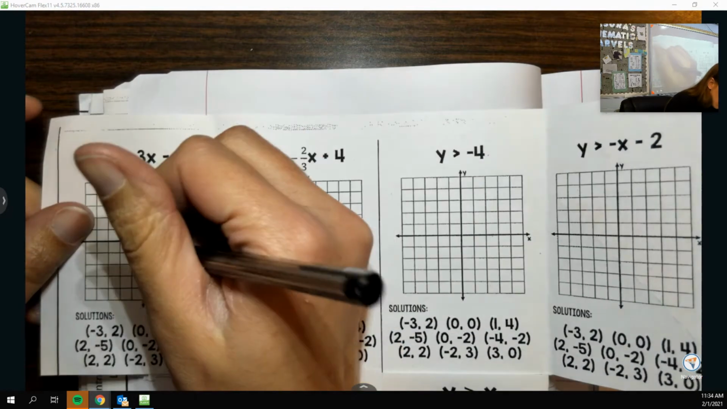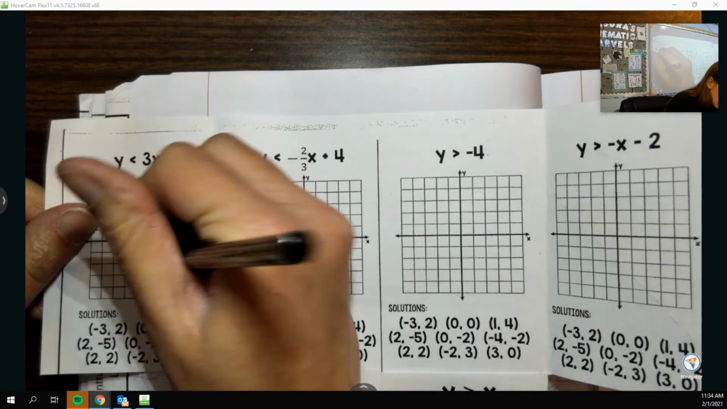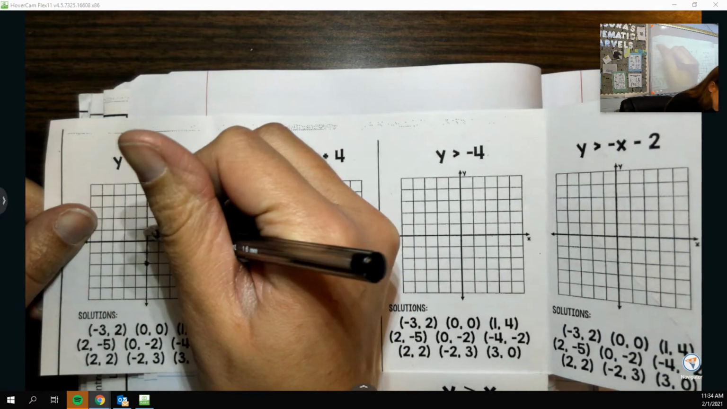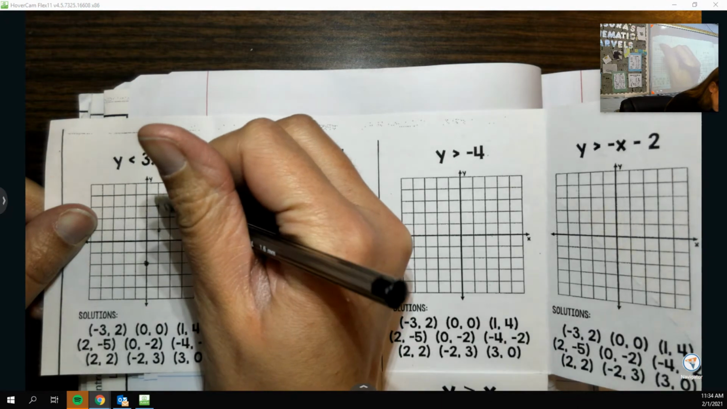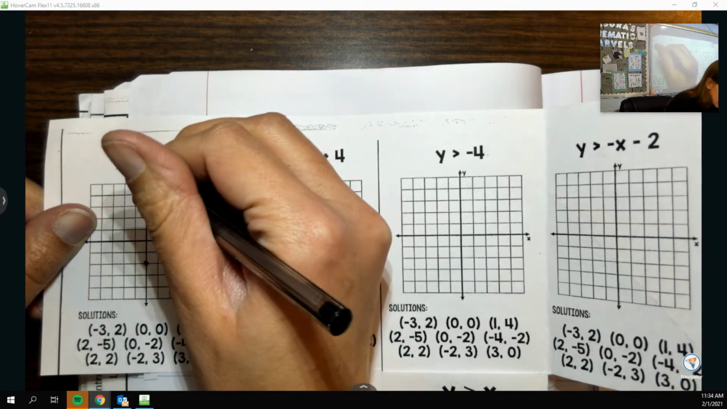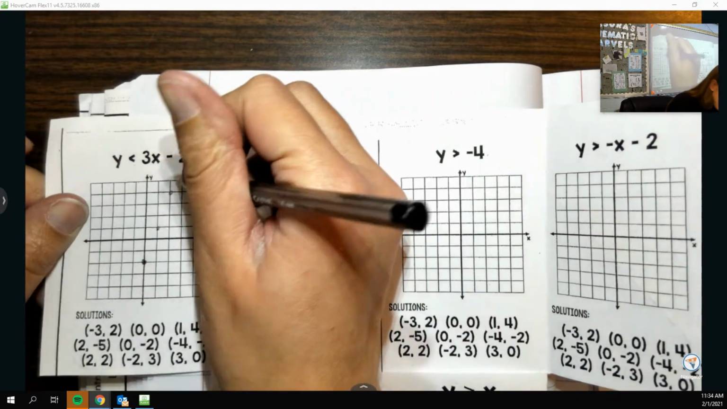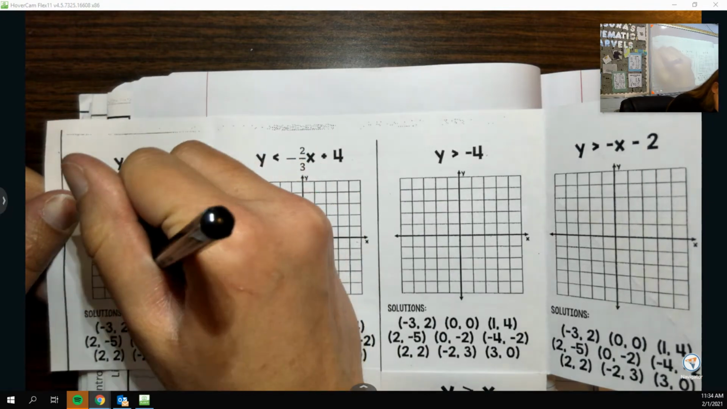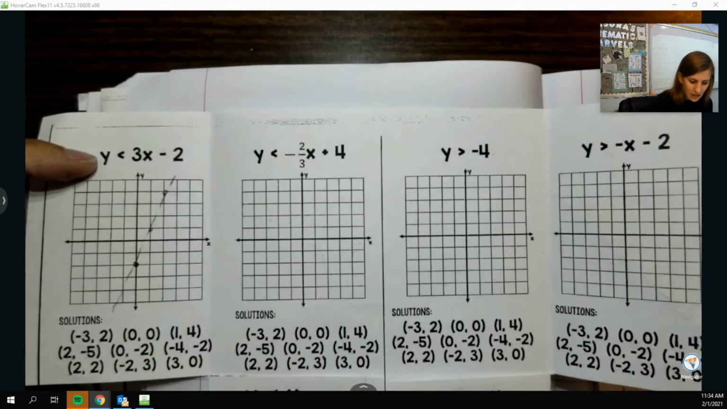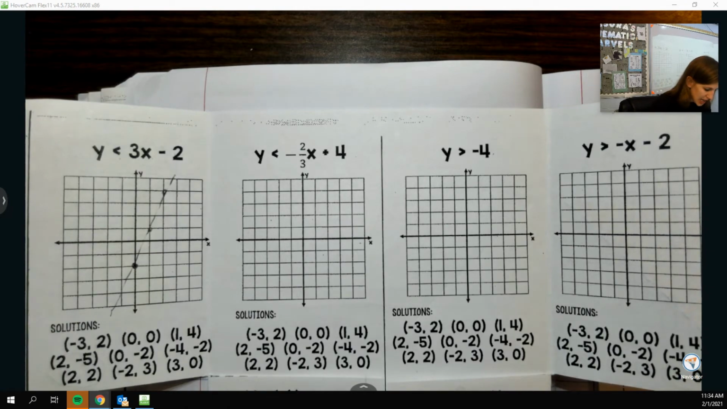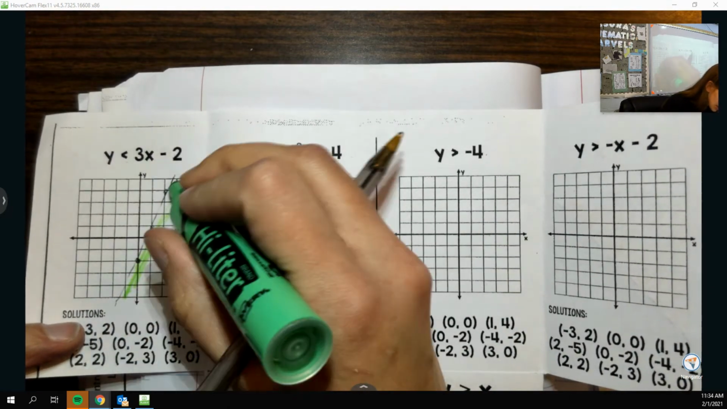I'm just going to plot my y-intercept at negative 2 and then do my slope of up 3 over 1, up 3 over 1. This will be a dashed line because it's not equal to. And it's less, so I'll shade below, which is all this stuff over here.